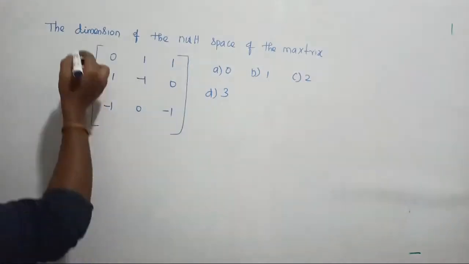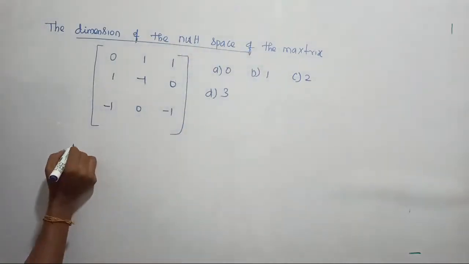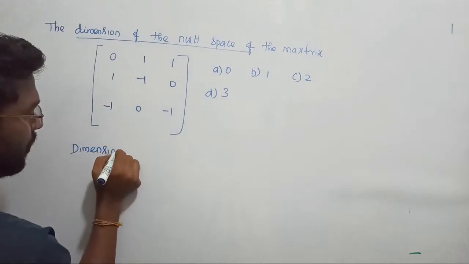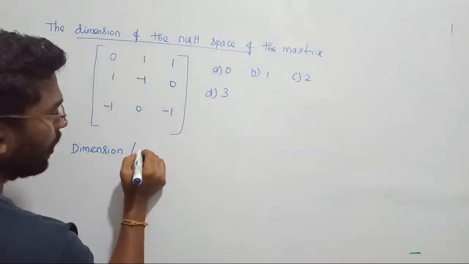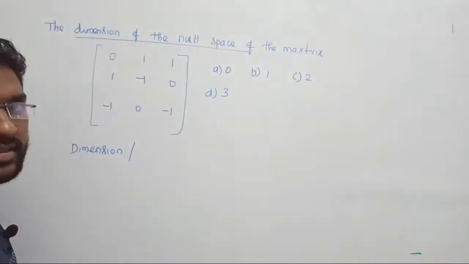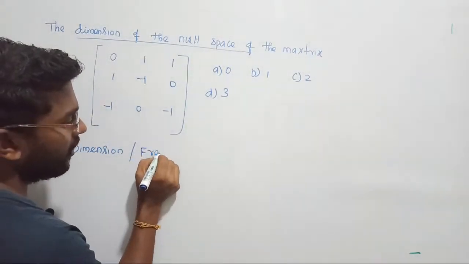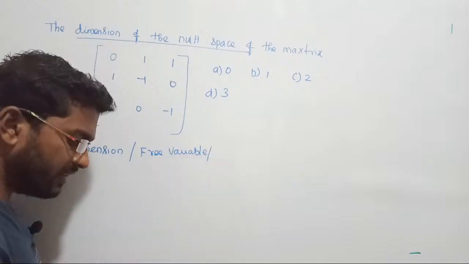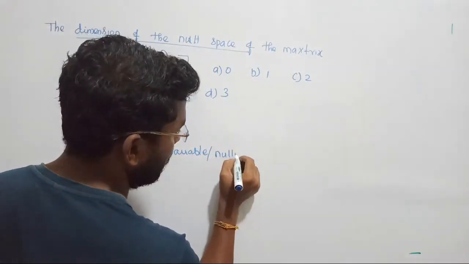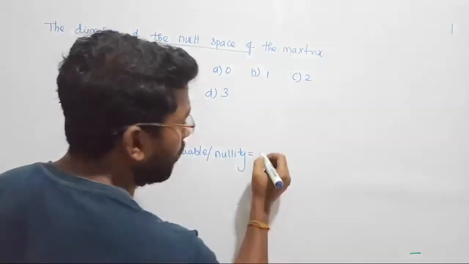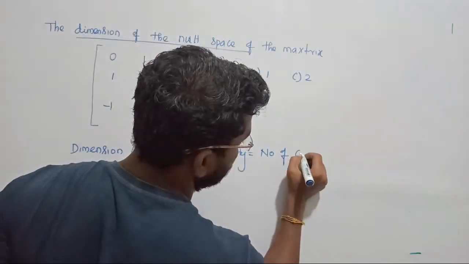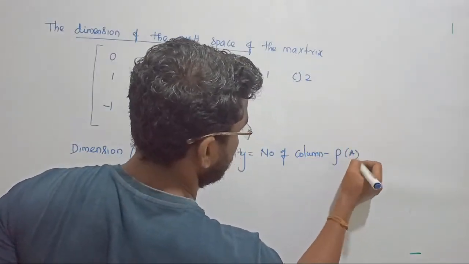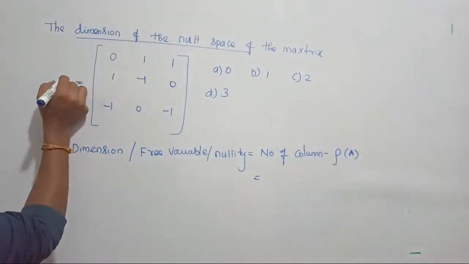What is the question? Dimension of the null space of the matrix, which is equal to what? Already we have seen the formula. The dimension of the null space should be equal to the linearly independent variables, or free variables. We saw already that free variables are what we call nullity. That is equal to the number of columns minus the rank of the matrix. Do you all agree? Let me treat this one as the matrix A.